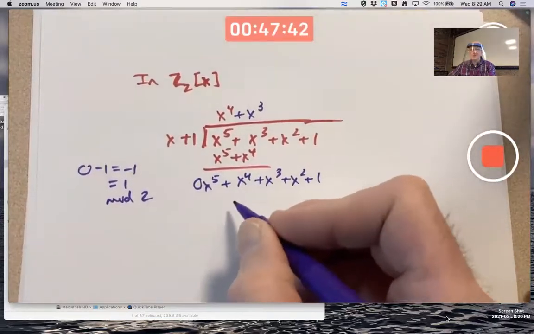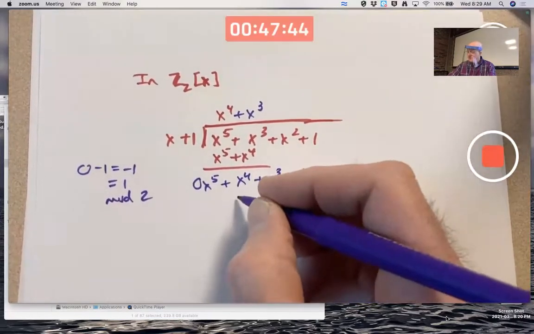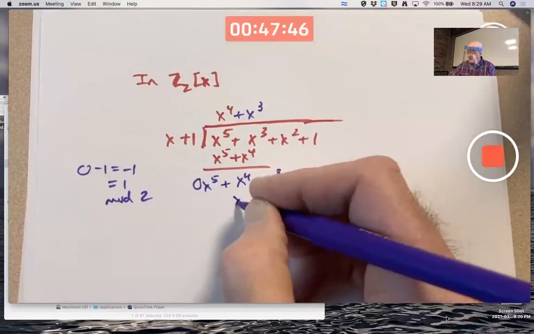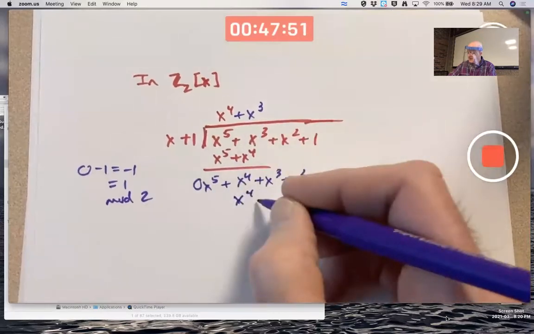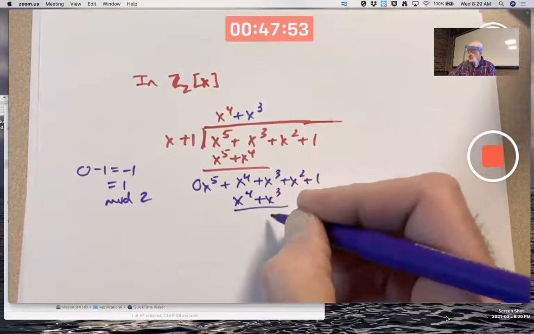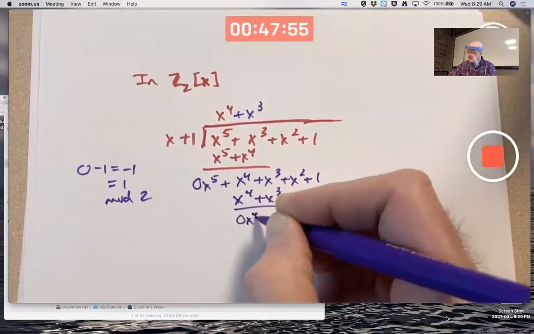Oh, fun with changing colors. Maybe I shouldn't have. Oh, well. Now multiply x cubed times each thing here. X cubed times x is x to the 4th. X cubed times 1 is x cubed. Subtract. Now you get 0 in both cases.